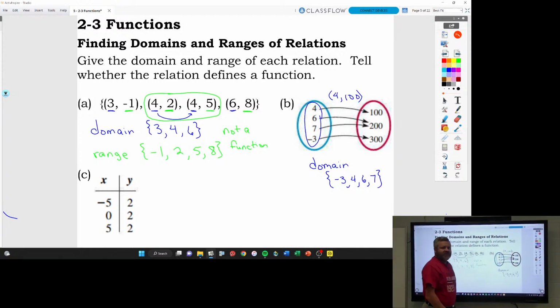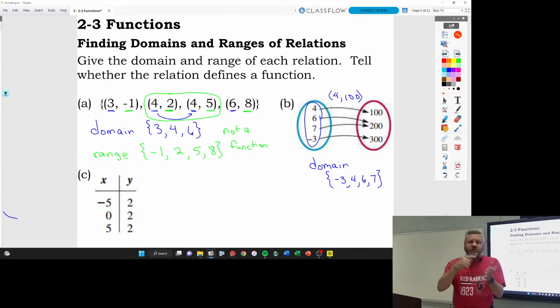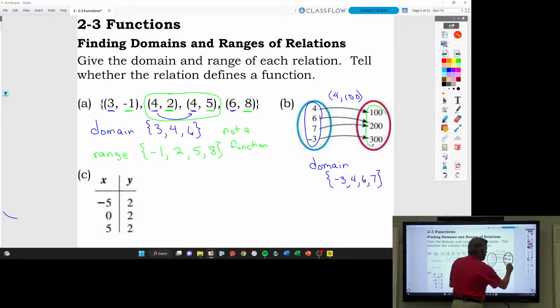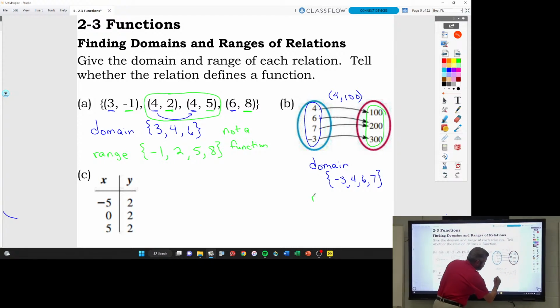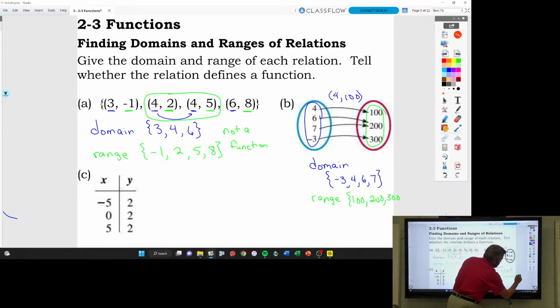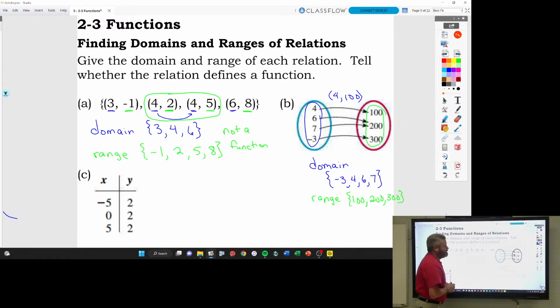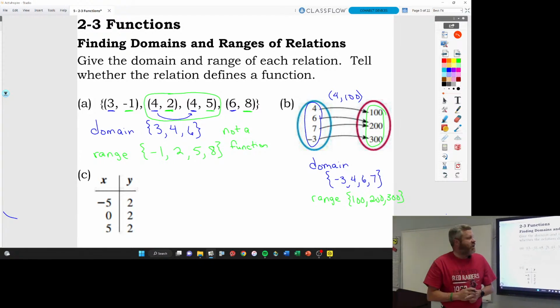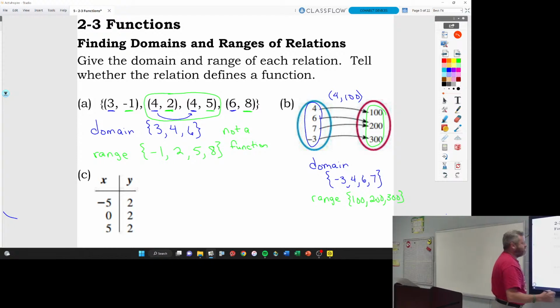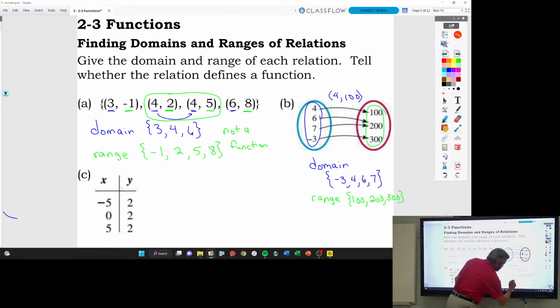Our range is what those numbers map to, and the range happens to be my other side. So my range is the set of numbers containing 100, 200, and 300. So that is my domain and my range. And then, is this a function? Well, the x does not repeat, so yes, this is a function.